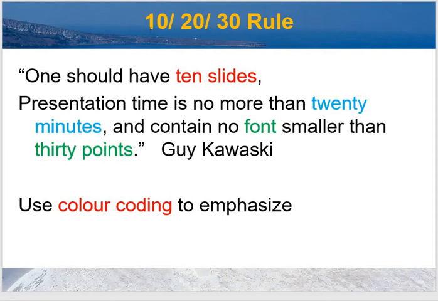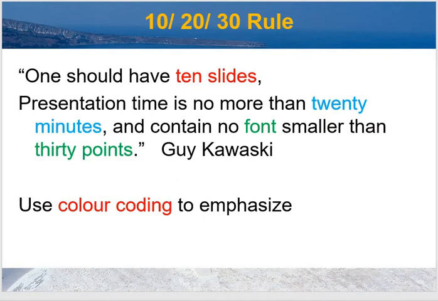There is a golden rule of presentation: 10, 20, 30. Its meaning is there should be 10 slides, there should be 20 minutes, and font size, text size should be 30, so that if there is a big hall, people can read the text easily.